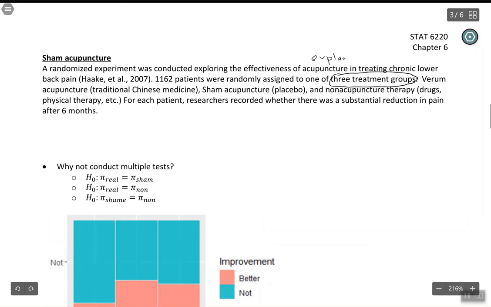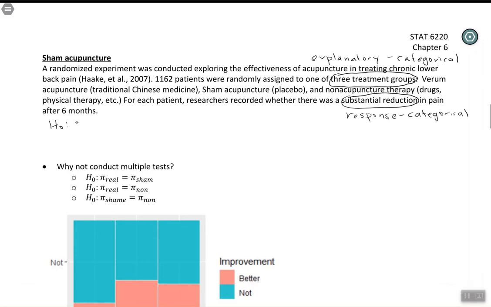Okay, so our explanatory variable is categorical, and then our response variable is whether there was a substantial reduction in pain. So here we're also treating the pain reduction as a categorical response. So everything in this chapter is categorical responses. Okay, so our null hypothesis would be that the probability of improvement, and this is the long run probability, so we're going to write it as pi, not p. The long run probability of improvement if you get real acupuncture is the same as if you get sham acupuncture, is the same as if you get non-acupuncture therapy.